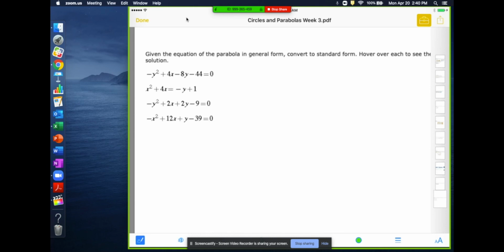So I'm going to use a very similar strategy here for these problems than what we did for the circles, and the first example is already done for you in the problem, so I'm going to move on to number 2. I'm going to group all the x's and the y's to one side, and the x or y value that's squared, I don't want the number with that. I want the number on the other side, so I'm going to put the plus 1 on the other side.